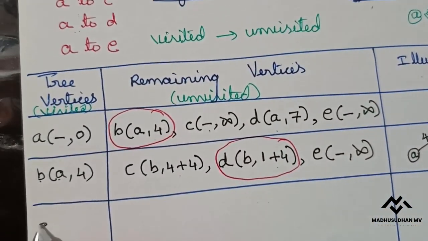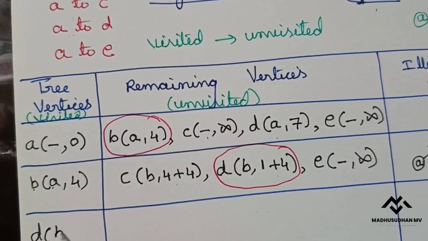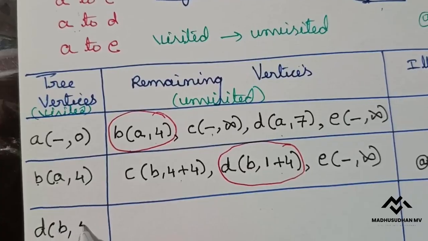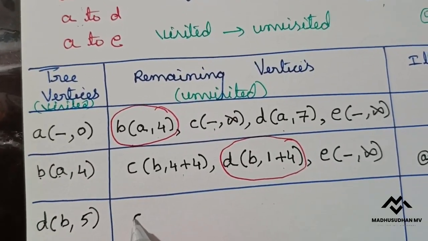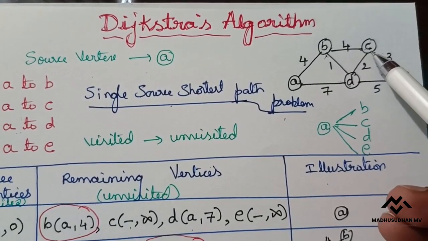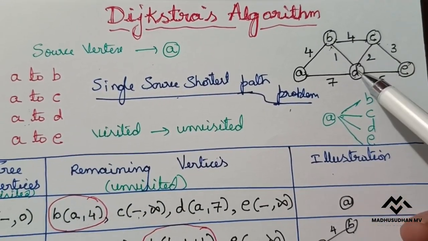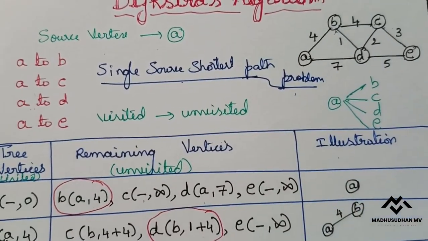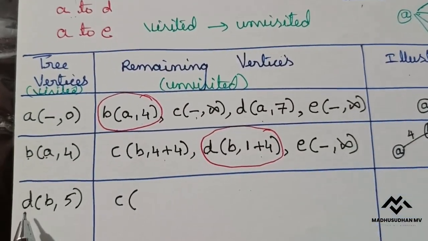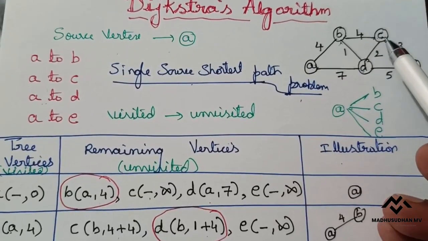So D, I reach D from where? From B. I travel a total distance of 5. So now the remaining vertex is C. Now you check C. Now C, from D it is 2. But to reach D, 5. To reach D, 5, but from D it is 2. C is at a distance 2.